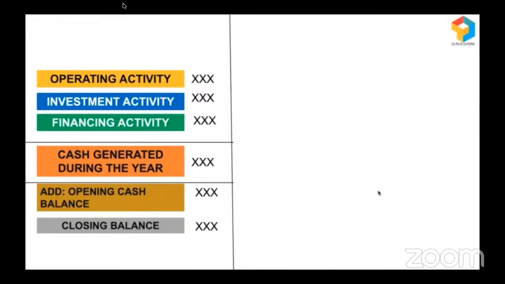And this is something known as abridged cash flow statement. So what's happening here? I'm capturing the cash flows from operating activity, investment activity, financing activity. I'm aggregating them so that I can get the cash generated during the year. And with this, when I add the opening cash balance, automatically I get the closing cash balance. So by having a look at this statement, I'll get to know from where money had come and where money had gone out. And it also acts as a reconciliation statement, because by adding the cash generated during the year with the opening balance, I get the closing balance.